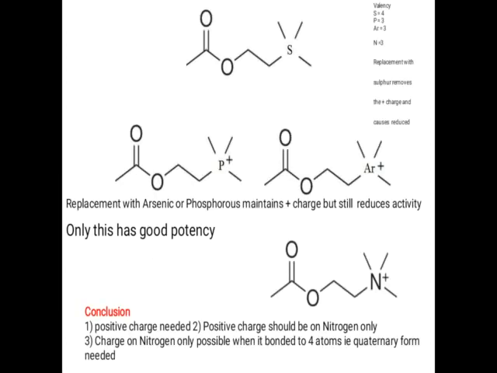Okay, here you can find, if sulfur is attached you will not get an ionic form, but with arsenic and phosphorus you will get an ionic form, but still it decreases the activity. So nitrogen is a must with the positive charge. What is the conclusion from that? Positive charge and nitrogen is needed. Second, it should be on nitrogen. Third, this positive charge is present when this nitrogen is bonded with 4 groups or 4 atoms, then only it is possible.